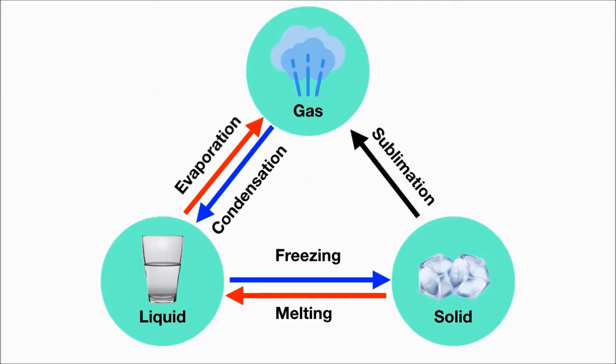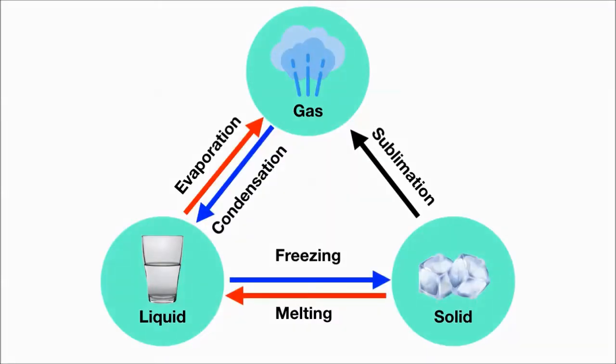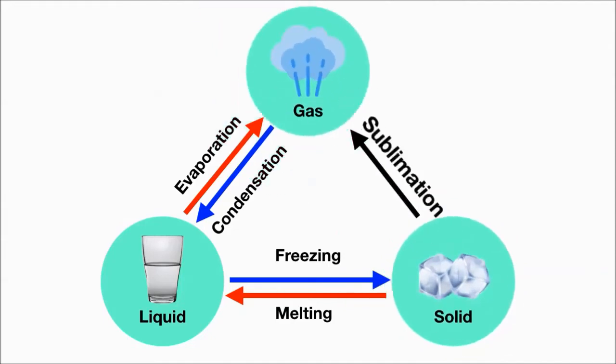Finally, here's one more. When you have a cube of dry ice, solid carbon dioxide, it turns straight from a solid into a gas. What is it called when a solid turns into a gas? Well, when a solid turns directly into a gas, it's called sublimation. Now it's time for you to practice on your own.